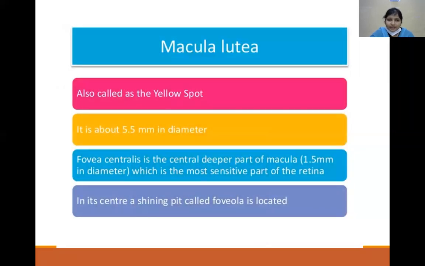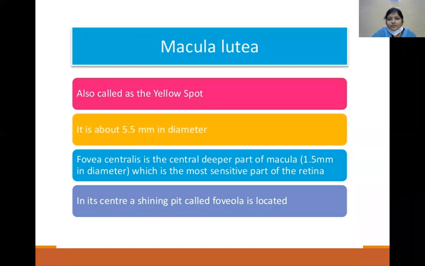Next, coming to macula lutea. This is also known as yellow spot. Why is it yellow in color? Because of the presence of xanthophyll pigments and also the thick RPE, which occludes the shining vascular choroid from being seen better. So it casts a yellow color to the macula. So what is the diameter of the macula? It is about 5.5 mm in diameter, and it is temporal to the optic disc.